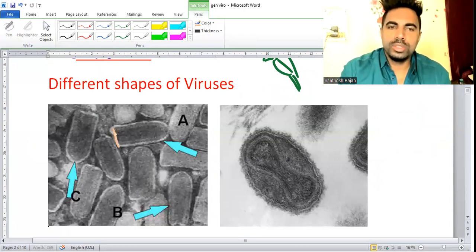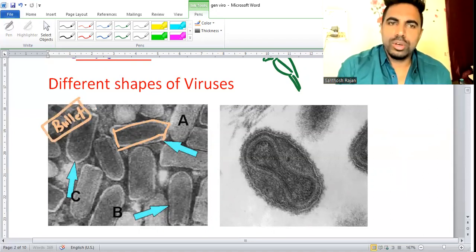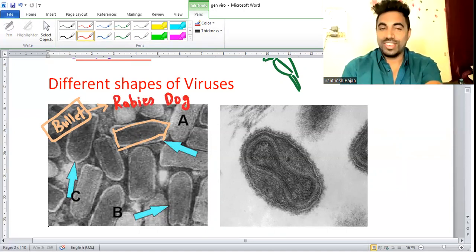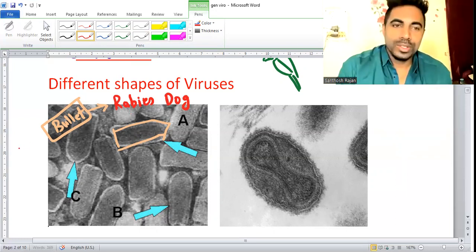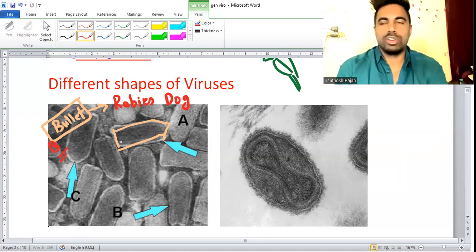So please remember this virus. How does it look? Looks like a bullet. If you know the bullet, whom are you going to kill with the bullet? The rabies dog, kill it with the bullet. Okay? I'm sorry, I'm just saying it for remembering. I also love dogs. I don't want to kill the dogs. It's just to remember. So bullet shape is your rabies virus. That's it. If you remember, very good.